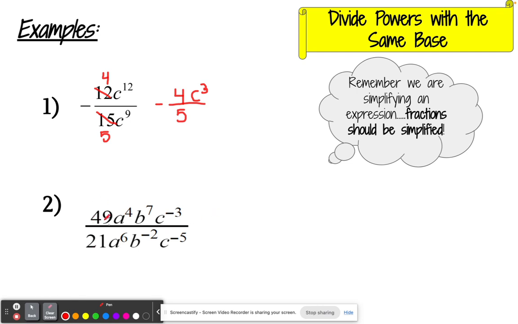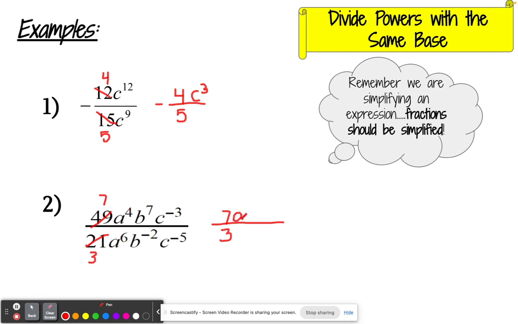Let's look at my next example. First of all, I want to look at my numbers. I have 49 and 21. I know that 7 goes into both of those. 49 divided by 7 is 7. 21 divided by 7 is 3. So I'm going to have 7. I'm making a long line just in case I have a lot of stuff. Over 3. Well, now I have a to the 4th on top, a to 6. 4 minus 6 will give me a to the negative 2.